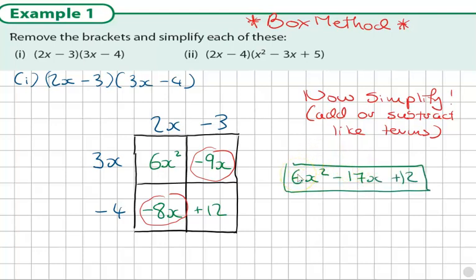So we have 6x squared minus 17x plus 12, and we got minus 17x because minus 8x minus 9x is minus 17x. So minus 8 minus 9 is minus 17, and then we just have x. We do not have x squared here.